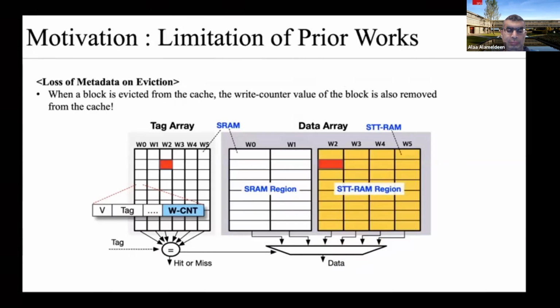In prior works, the block placement policy predicts the write intensity of blocks when they are installed, and after they have been installed, they learn the actual write intensity during execution. However, when a block is evicted from the cache, the write counter value of the block is also removed from the cache. It means when a block is reinstalled, it has to relearn its write intensity. This can limit the improvement of performance.